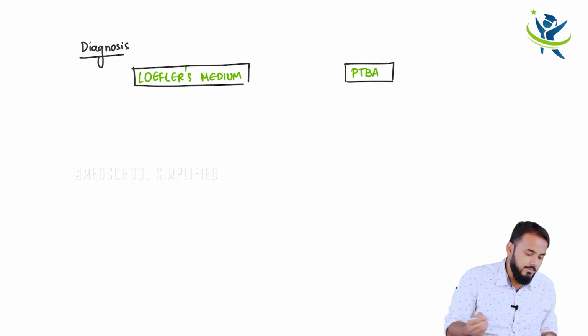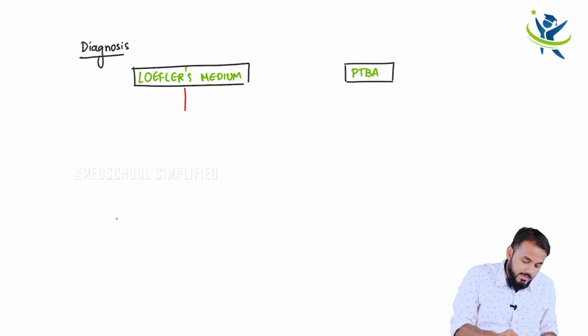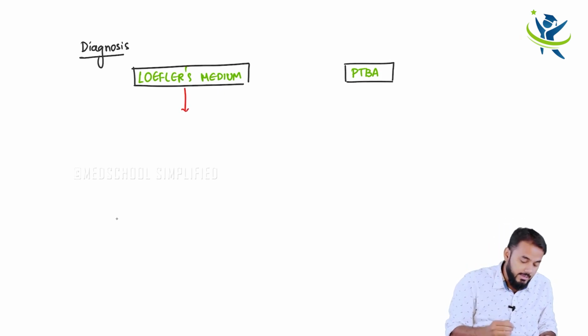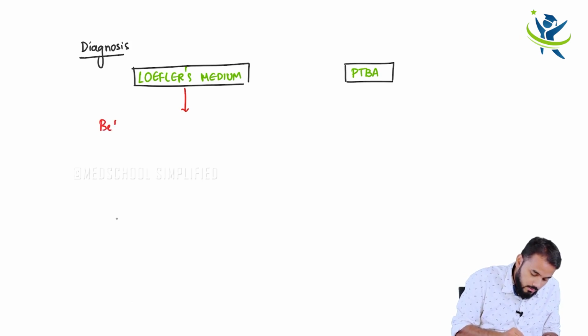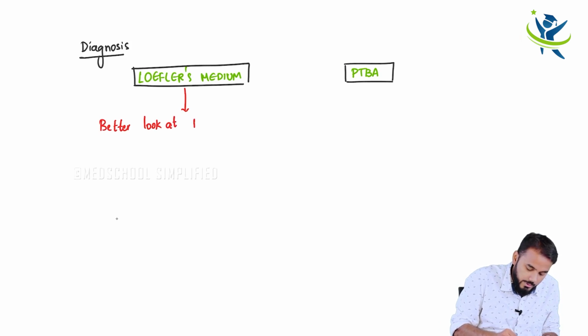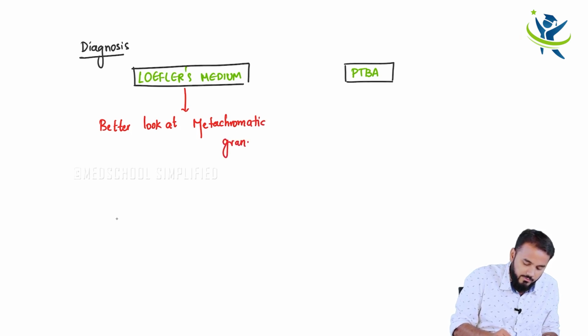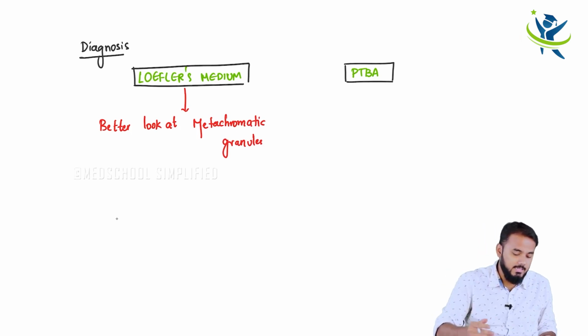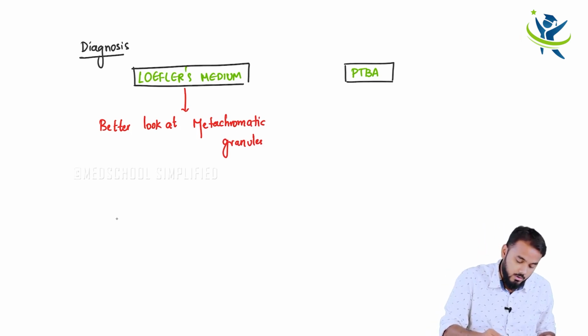What is an important thing you need to know? In Loeffler's medium I can look at the metachromatic granules very clearly. So where can I study metachromatic granules very nicely? I can see them in Loeffler's medium. Then what about PTBA? PTBA forms black color colonies.